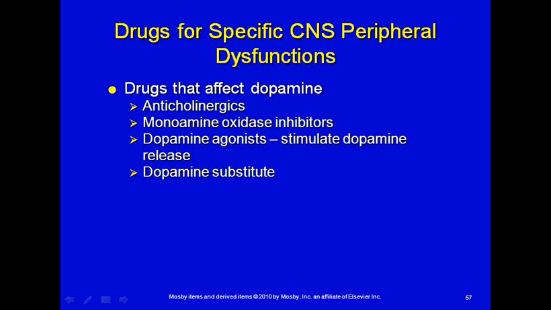Drugs that affect dopamine, and dopamine's a neurotransmitter. It's released by your kidneys. It's very important in your bloodstream for mood. It's very important in your bloodstream to problem solve, make new memories. It's a really important neurotransmitter. And drugs that affect dopamine include your anticholinergics like atropine, your monoamine oxidase inhibitors, your MAOIs, dopamine agonists, and dopamine substitutes.